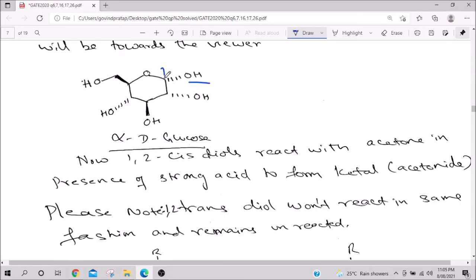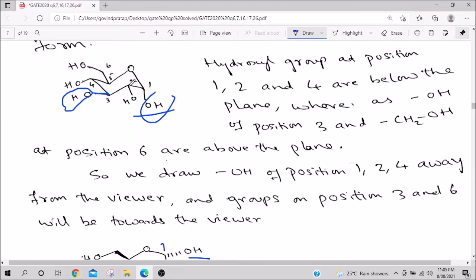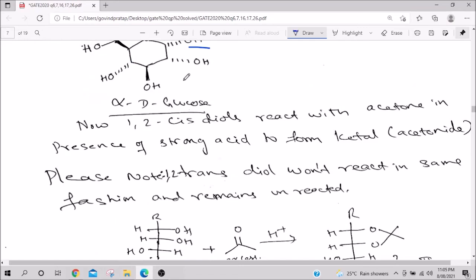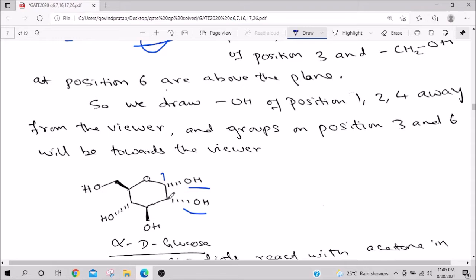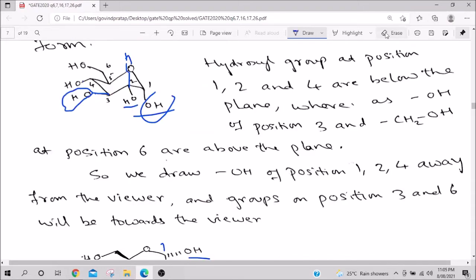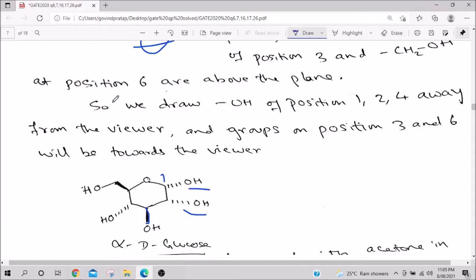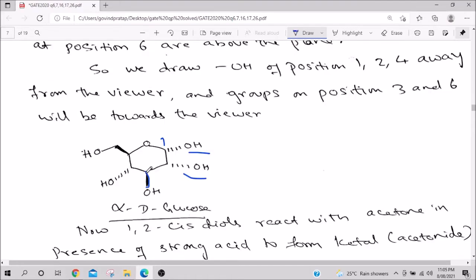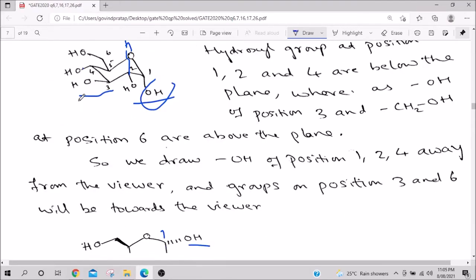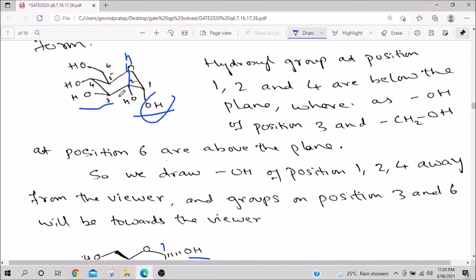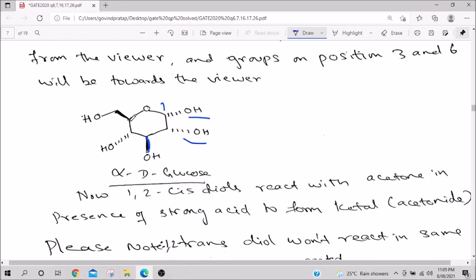This is carbon number 1. Carbon number 2 is again below the plane because hydrogen is above the plane, so I will also put this OH away from the viewer. That's why this is dash. Towards the viewer means you make it solid, away means dash. What about this OH? This OH is above the plane, so I draw it towards the viewer, and the fourth one is below the plane, so away from the viewer, and CH2OH is again above the plane, hydrogen was below, so I am drawing it above the plane.